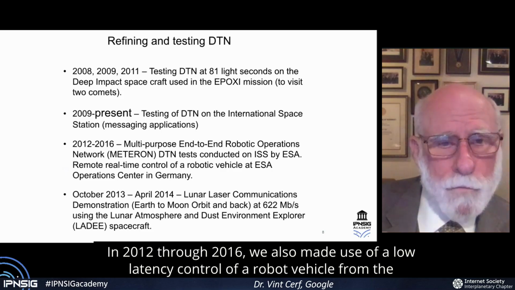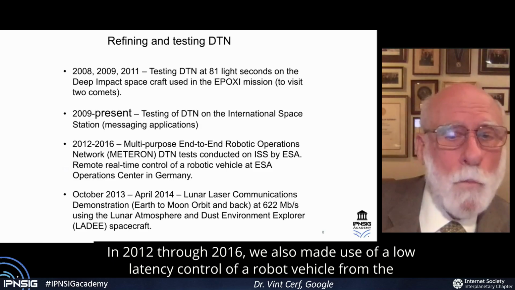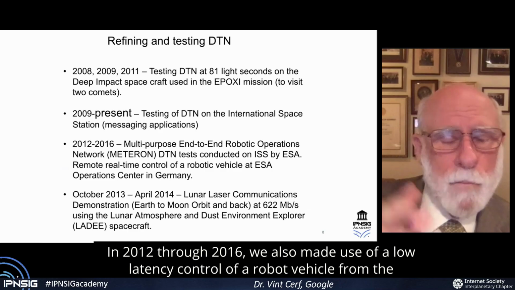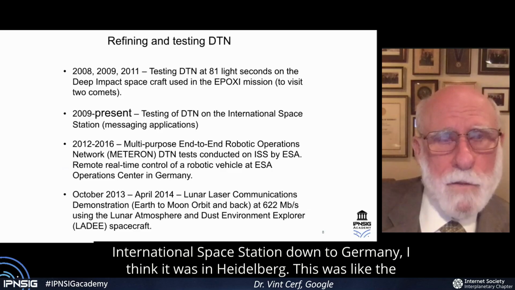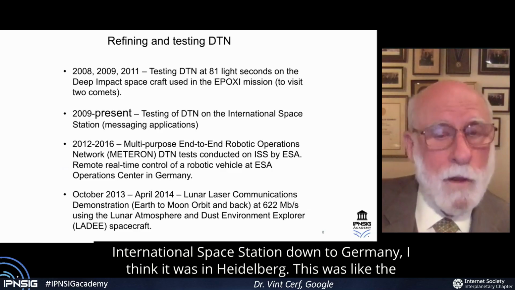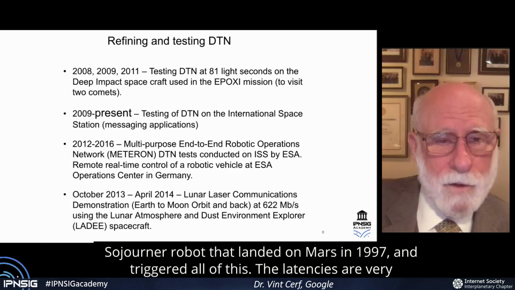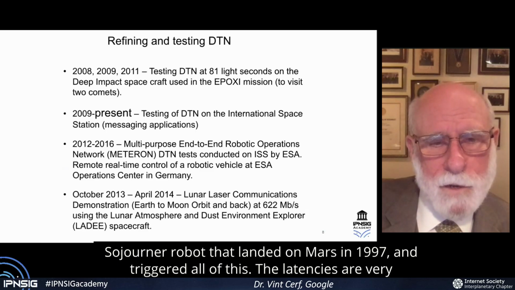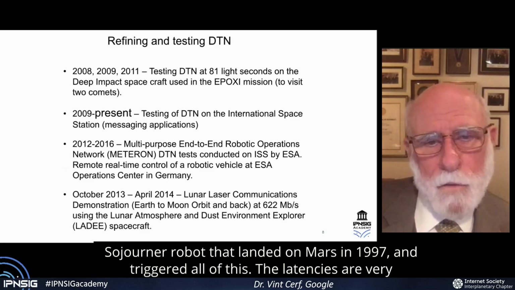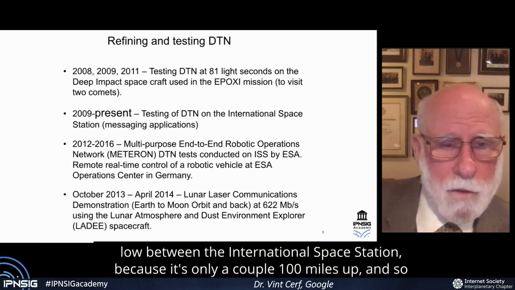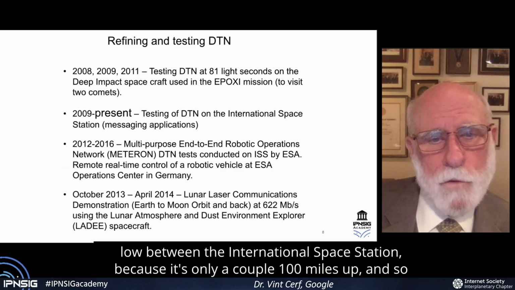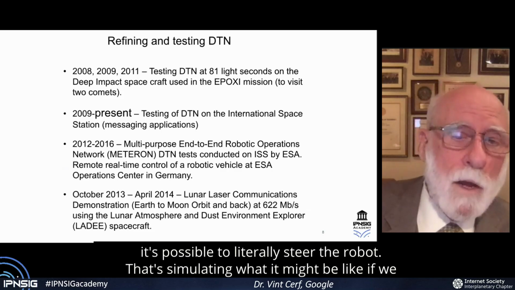In 2012 through 2016, we also made use of a low latency control of a robot vehicle from the International Space Station down to Germany. I think it was in Heidelberg. So this was sort of like the Sojourner robot that landed on Mars in 1997 and triggered all of this. The latencies are very low between the International Space Station because it's only a couple hundred miles up. And so it's possible to literally steer the robot.